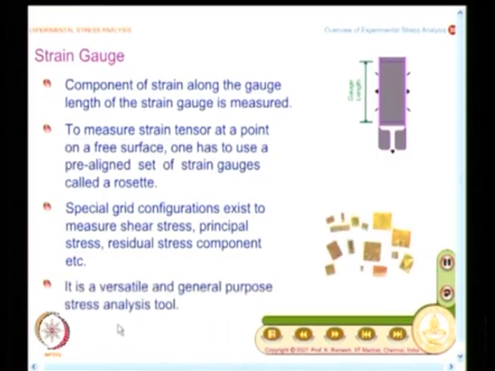And what you have to understand is it is a versatile technique and a general purpose stress analysis tool, because if you are working in adverse conditions, this methodology can still be used. You can use strain gauges below the sea surface where you have an underwater pipeline, or on offshore platforms. Many techniques may not be able to do it.